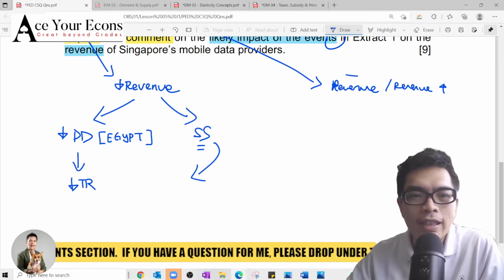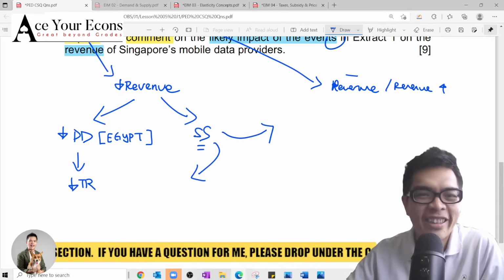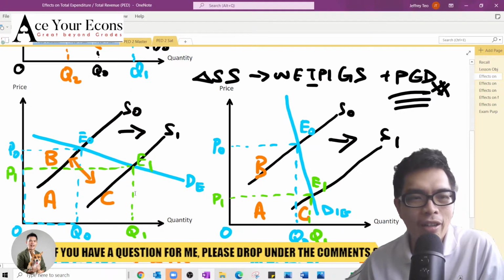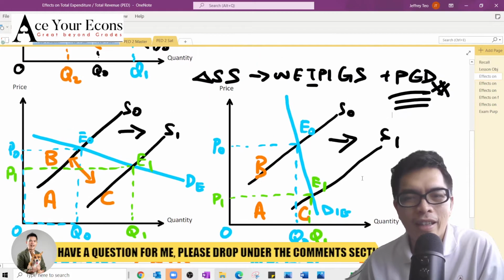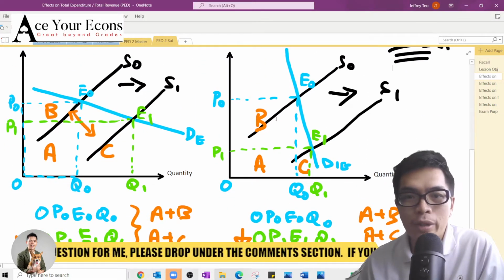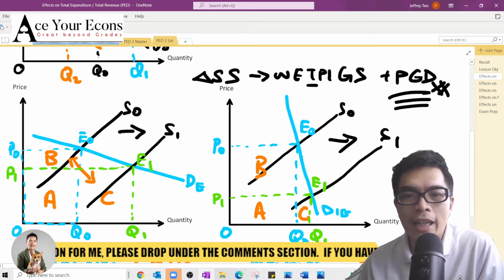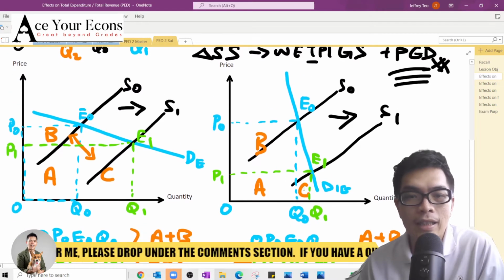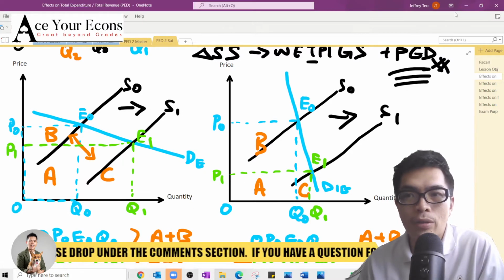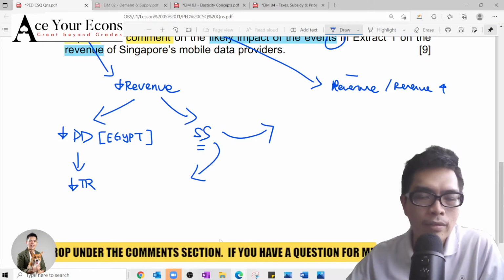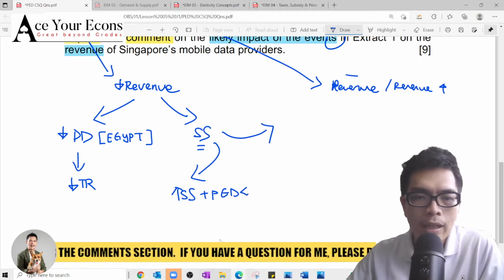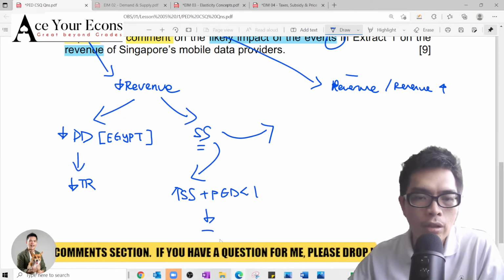Okay, there are two scenarios that you can consider here. The first scenario, which is what I've drawn earlier on, is the one on the right. An increase in supply together with your demand being inelastic will cause your total revenue to fall. So I'm just going to pen this down. Increase in supply together with your demand is inelastic. This will cause your total revenue to fall.